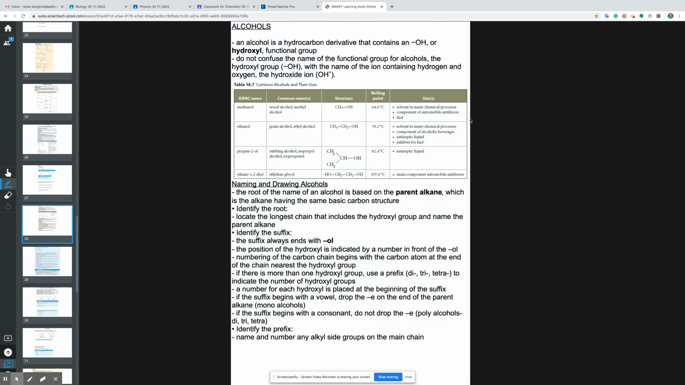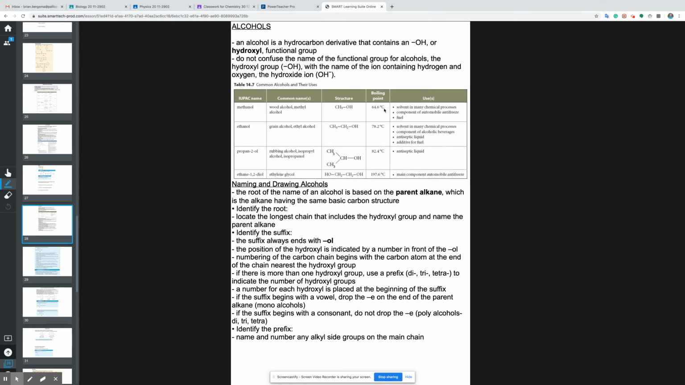Just because it says alcohol, there's really only one alcohol that is drinkable, and even then only in small amounts. The rest of these would be harmful.